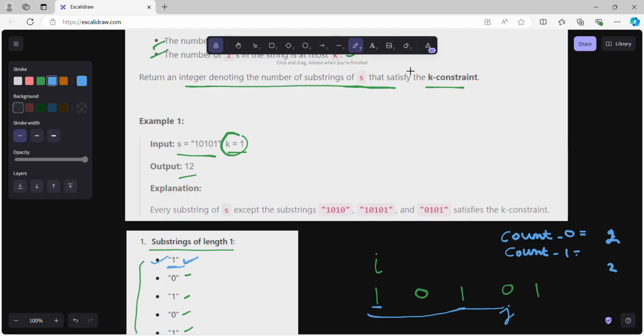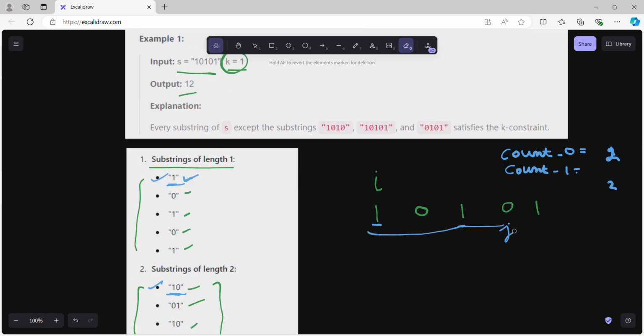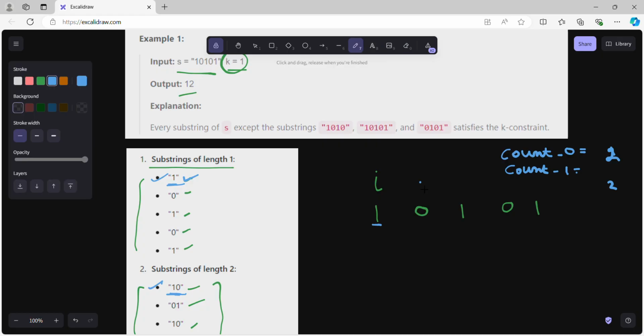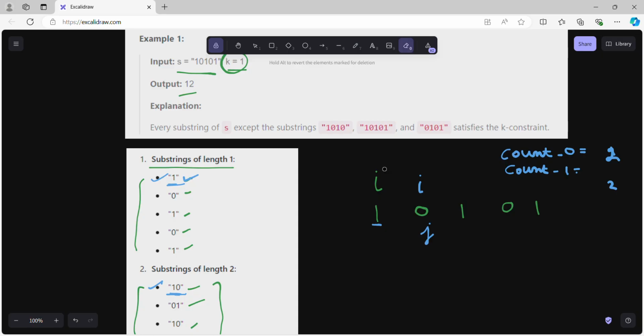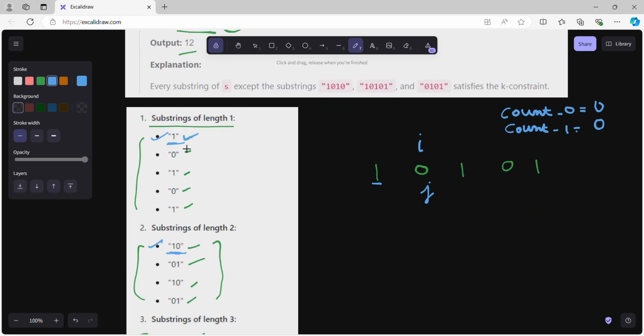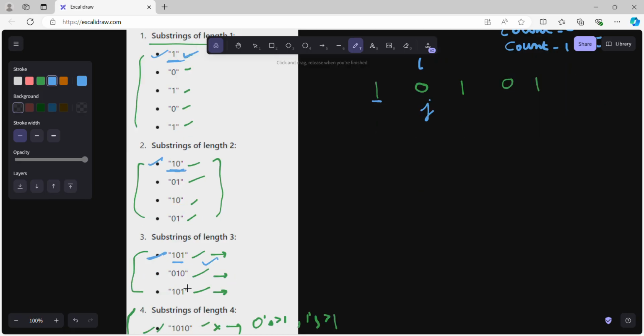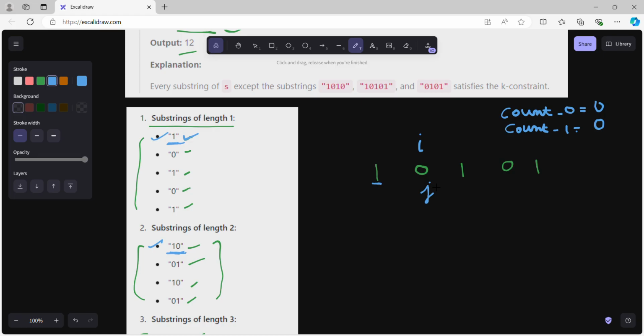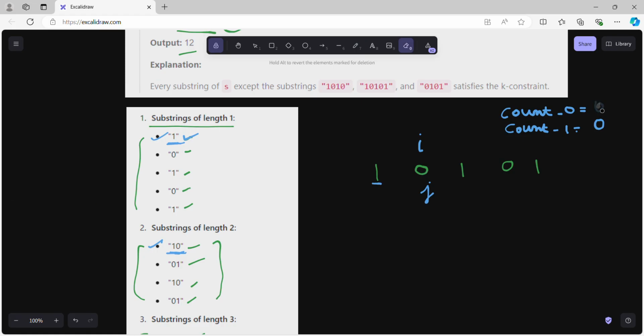Now what I am going to do here is reset everything. My i is going to move further. i is going to reach this position and j is again starting from this position. Again the count of 0 and count of 1, I have to reset. As of now I have counted these 3 substrings, 1, 2 and these 3. Now again just 0, so I have to increment the count of this one to 1.